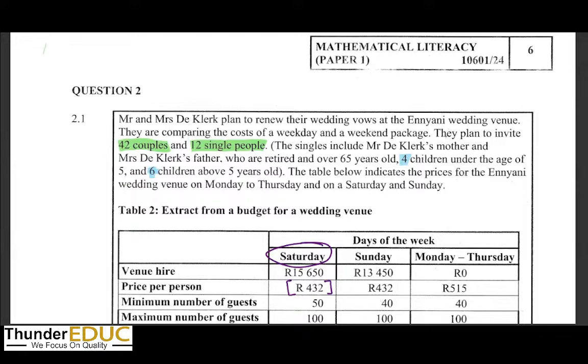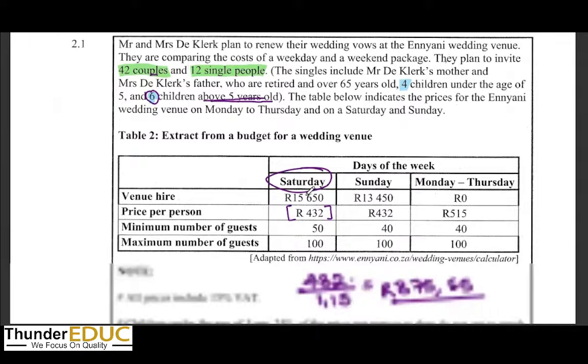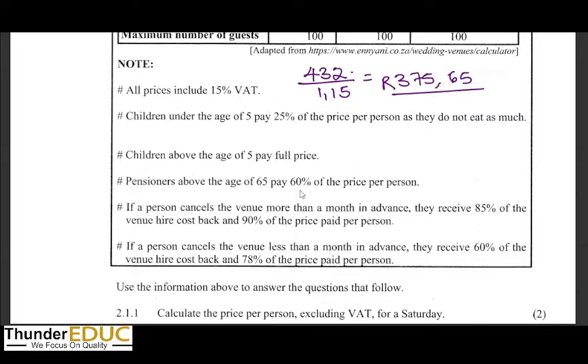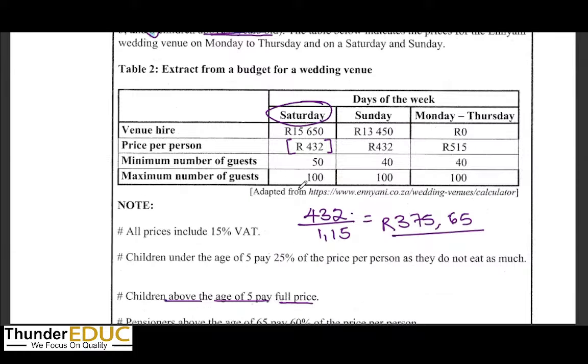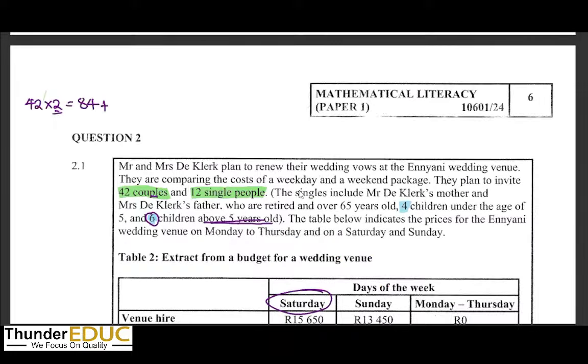So far, single people, like the price per person, will affect 42 times 2, which is 84. Why am I multiplying by 2? Because I'm looking at couples plus the six children who are above 5 years. Why am I including them there? Because children above 5 years pay full price. So they will also join the couples on the other side. How many are they? They are six. So all in all, you have 90 people that you're looking at.